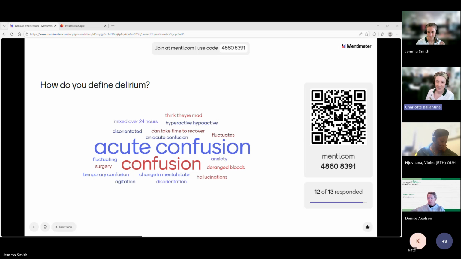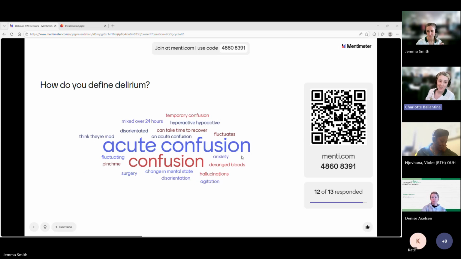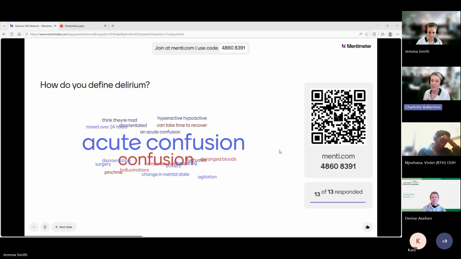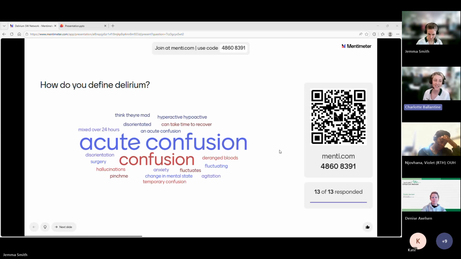And just to clarify also, I wrote think they're going mad, or think they're mad, because a lot of our patients, when they don't understand what delirium is, think that they are in some kind of state of madness. So that's something that we quite often hear back from our patients when they're out of that acute delirious state. But the word count limited me from saying that. So just to clarify.